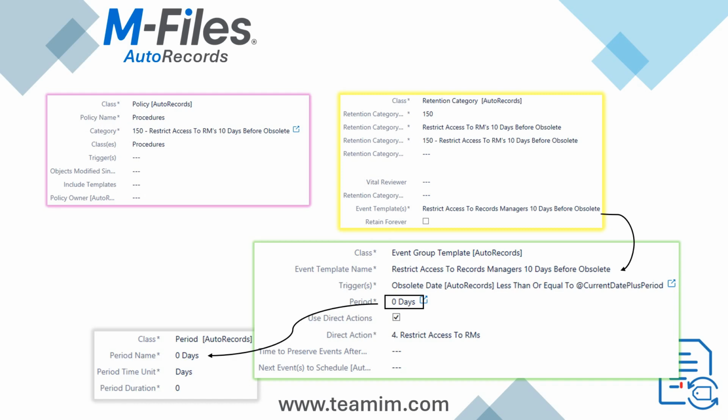The next property we set is the period we want to wait after our trigger is true before we perform our retention action. In this case, we want to perform the action right away, so our period will be days with a value of 0.